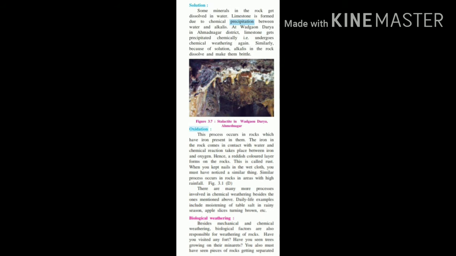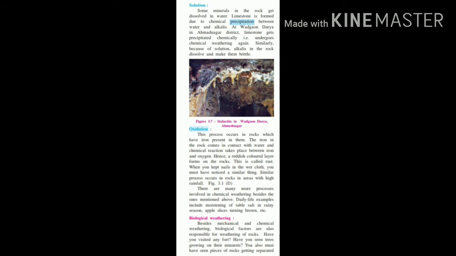When nails are kept in a wet cloth, reddish stains are formed on that cloth. In this way, the same reddish colored layer is formed on the rocks. This is called rust. When you kept nails in a wet cloth, you must have noticed a similar thing. A similar process occurs in rocks in areas with high rainfall. There are many more processes involved in chemical weathering besides the ones mentioned above.